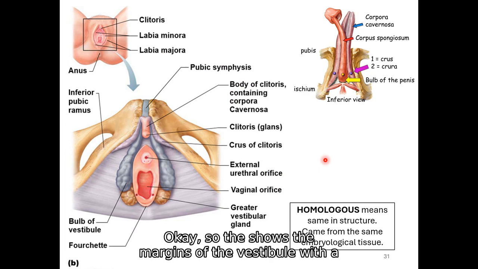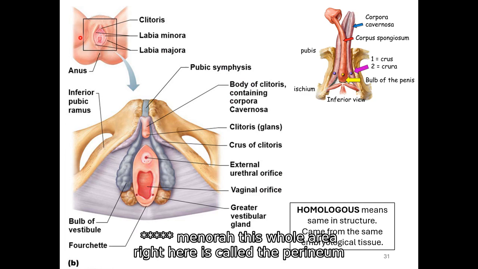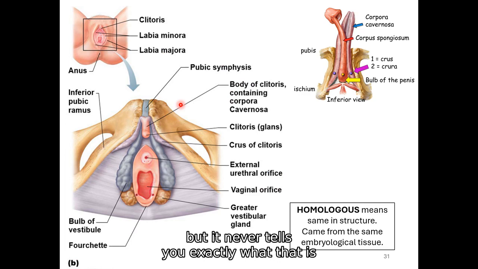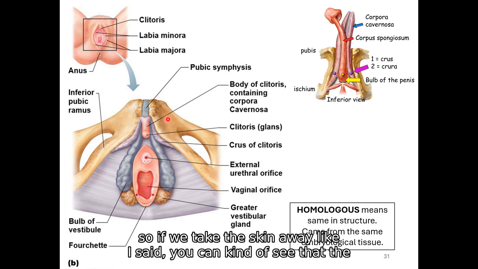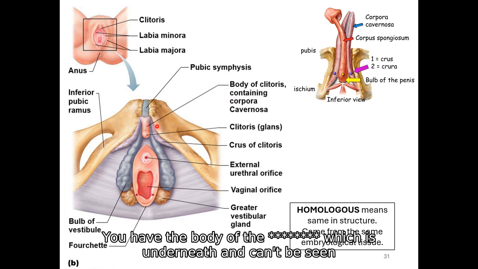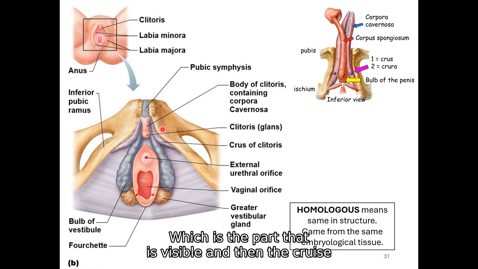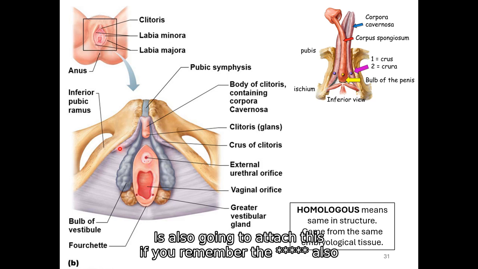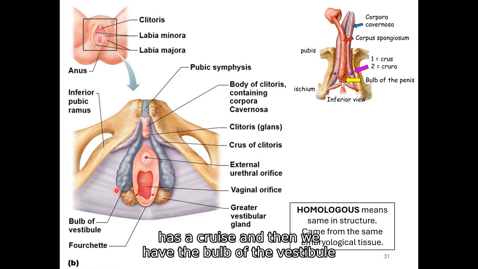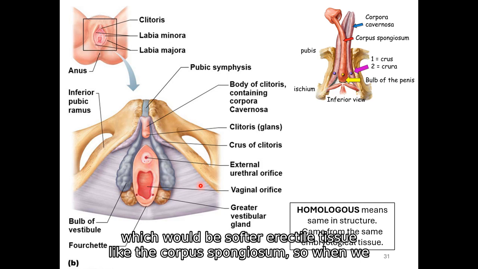All right, this is a better picture. Okay, so this shows the margins of the vestibule with the labia minora. This whole area right here is called the perineum. I don't think your book mentions it, but it never tells you exactly what that is. So if we take the skin away, you can kind of see that you have the body of the clitoris, which is underneath and can't be seen. You have the glans clitoris, which is the part that is visible. And then the crus is also going to attach to this. If you remember, the penis also has a crus. And then we have the bulb of the vestibule, which would be softer erectile tissue like the corpus spongiosum.